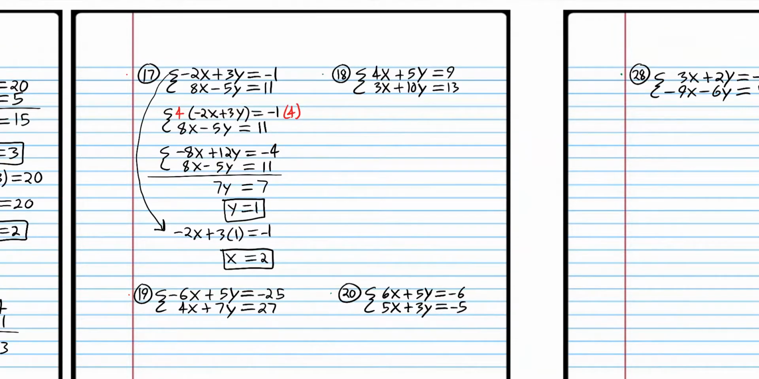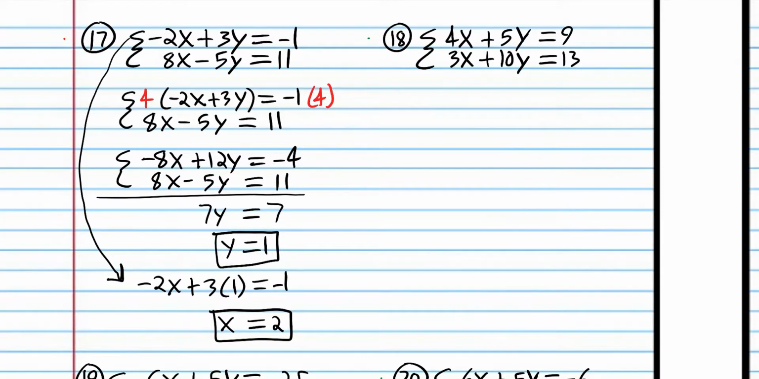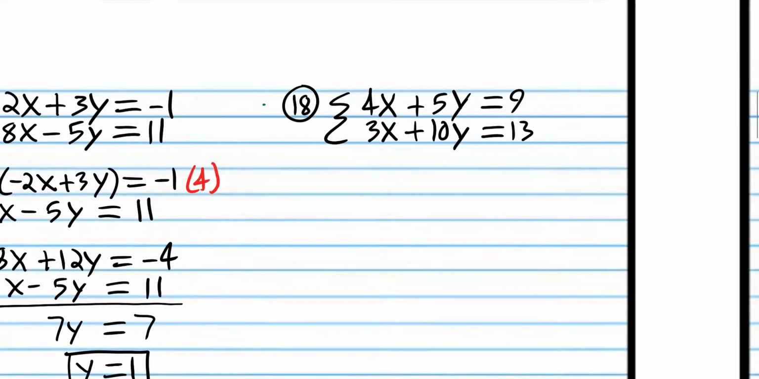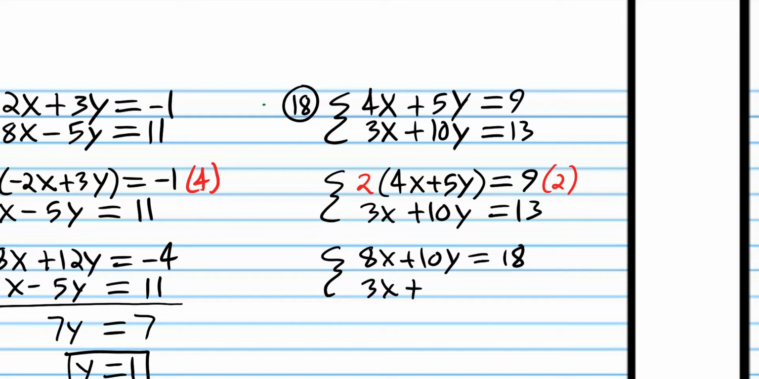All right, so that was just another example of elimination, but you had to multiply one of the equations in order to make them cancel out when you add or subtract them. So try number 18, and when you come back, we'll do it together. All right, we're back. So we're going to multiply the top equation by 2, and we're just going to rewrite the bottom equation because, again, they have to go together, or else it's going to get really confusing. And we end up with 8x plus 10y is equal to 18. And again, I know you don't want to do it, but you have to rewrite the bottom equation. They have to go together.